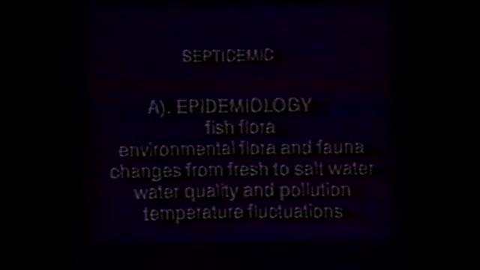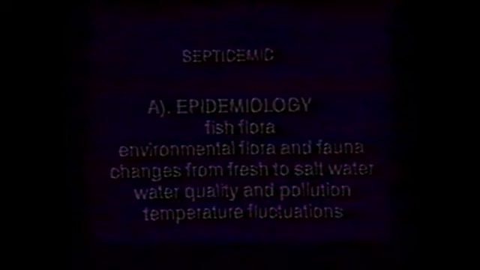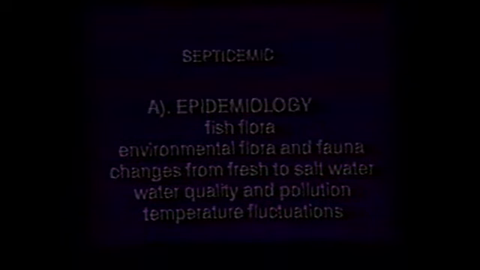What I'd like to do now is address some of the diseases that we encounter within the different representative production facilities that I touched on briefly in the last seminar. The initial group will be septicemic. From an epidemiologic perspective, we know that a lot of the pathogens that we find are actually part of the normal flora that's present within the fish. We also find that some of these diseases are found naturally within the environment and can be readily recruited by the fish themselves as well.